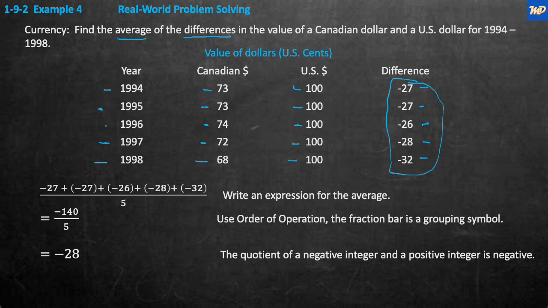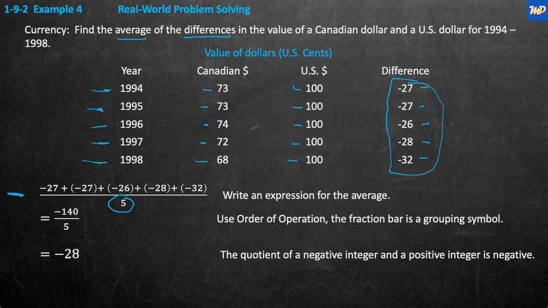Well, here's what it is. We have the quantities 27, 27, 26, 28, 32. Looking here on the left, negative 27 plus negative 27 plus negative 26 plus negative 28 plus negative 32. So we're adding up all of the differences on the top, in the numerator, and we're going to divide by how many? We're going to divide by 5. And why are we going to divide by 5? Because there are 5 differences, 5 values for 5 years.